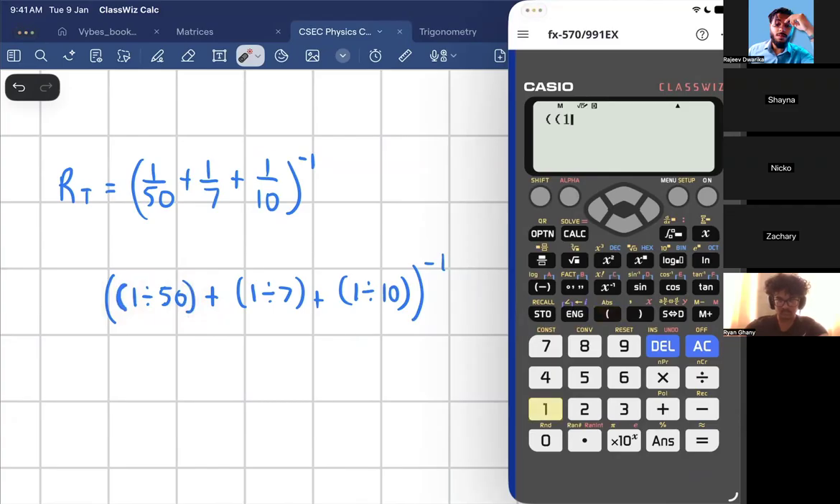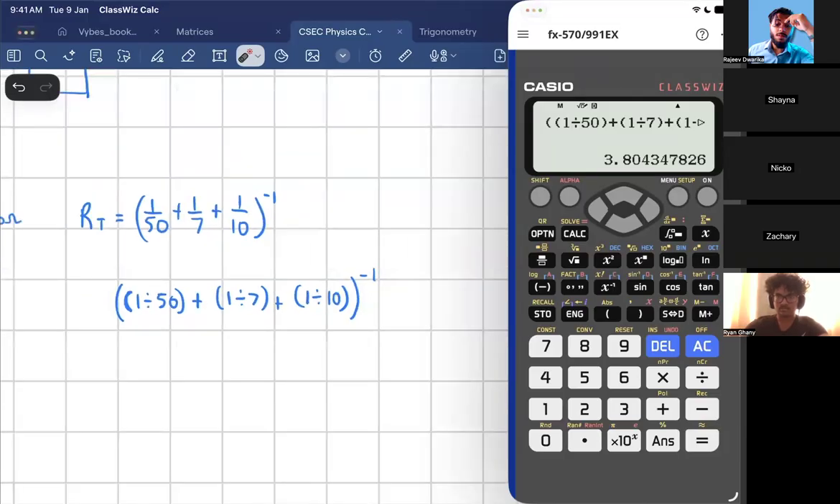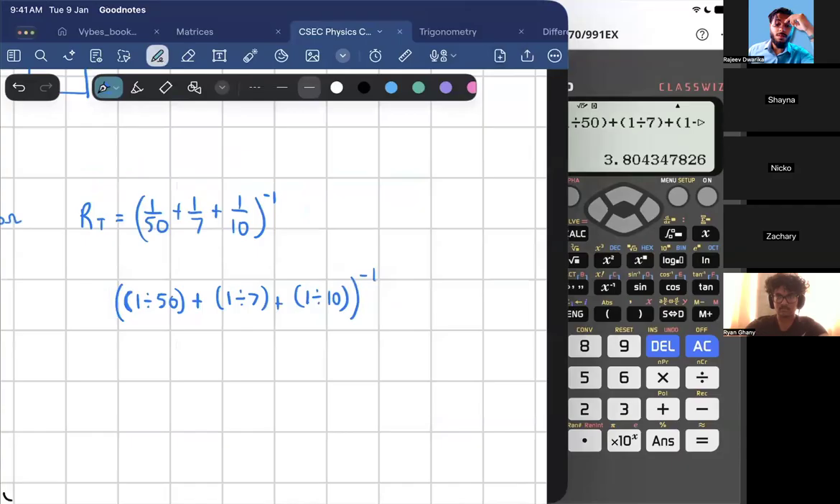So let me work it out. Open bracket, 1 divided by 50, close bracket, plus open bracket, 1 divided by 7, close bracket, plus open bracket, 1 divided by 10, close bracket, to the power -1. We get 3.8043, and if you round that off, you get 3.80. So RT is equal to 3.80 ohms.